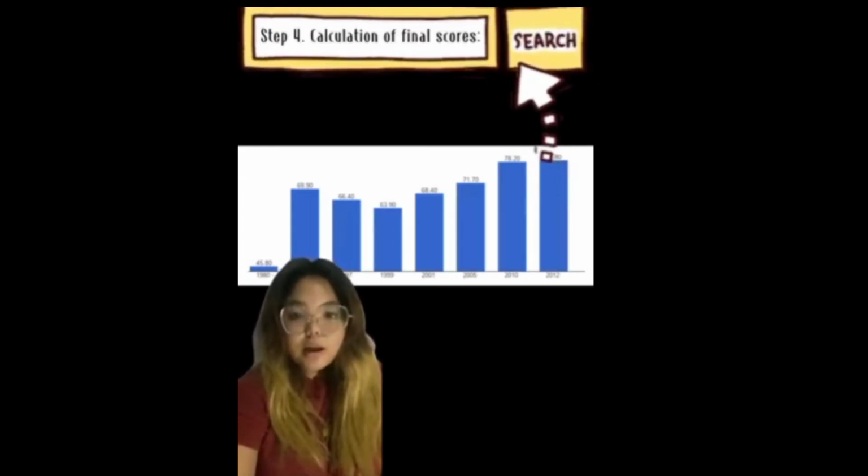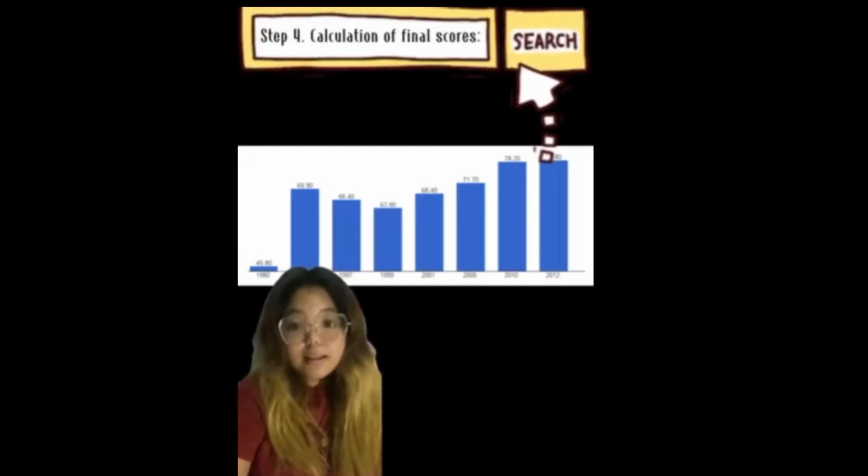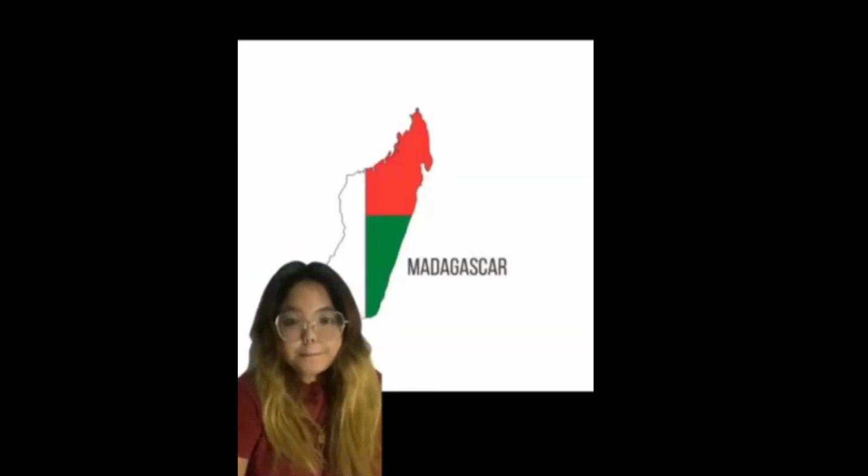Step 4. Calculation of final scores. For all sub-indexes, the highest possible score is 1, gender parity, and the lowest possible score is 0, inequality, thus binding the scores between inequality and parity.